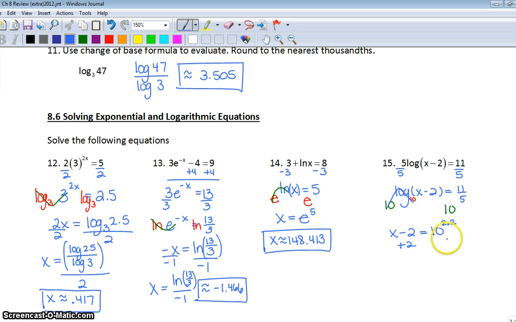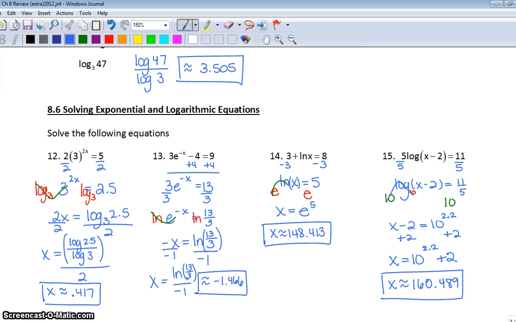We add 2 to each side. So x is equal to 10 raised to the 2.2 power plus 2. So x is going to be about 160.489.